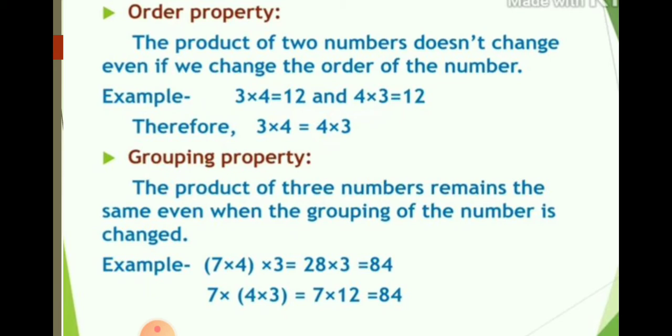Now let us understand grouping property. The product of three numbers remains the same even when the grouping of the numbers is changed. Now let us understand with the help of example. You can see when 7 and 4 are multiplied together and 3 is alone, then we are getting 84. But in second case, when 7 is left alone and 4 and 3 are multiplied together, then also we are getting our answer 84. So from this you understand that though the grouping of the numbers is changed, the multiplication of the same numbers will always remain the same.